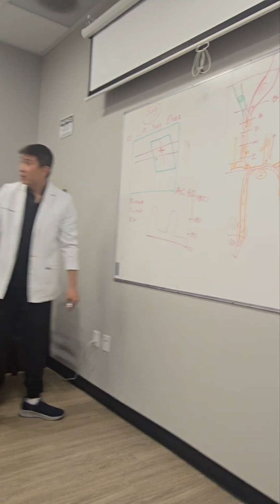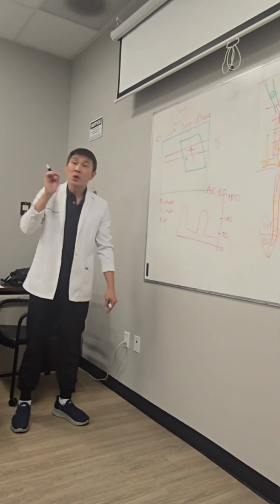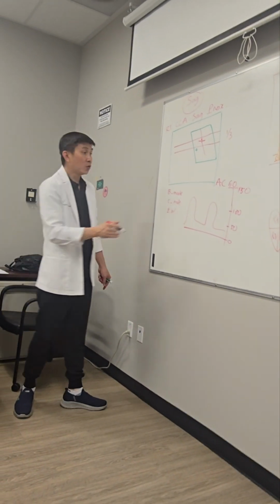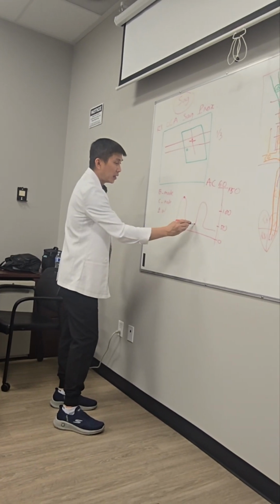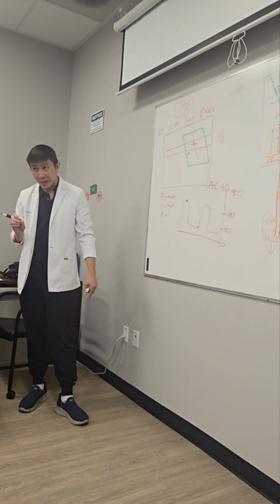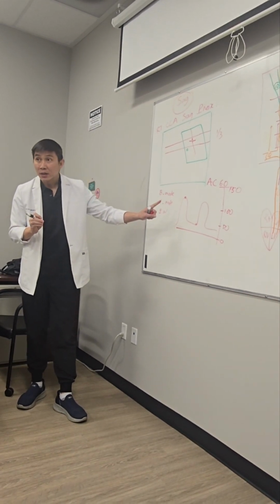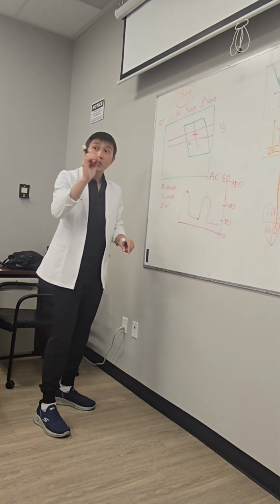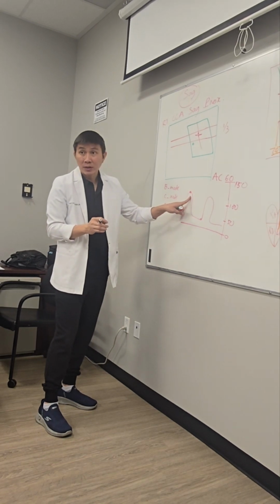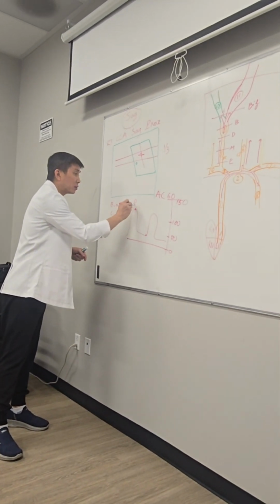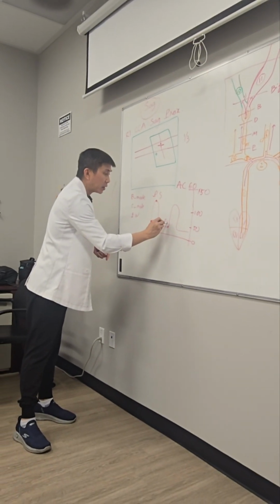When you freeze the machine, it auto calculates the PS and ED velocity for you. You're gonna see here and here. But don't trust the machine 100%. You need to watch. If it measures wrong, you can use a cursor to adjust the measurement to get the correct position for peak systole and end diastolic velocity.